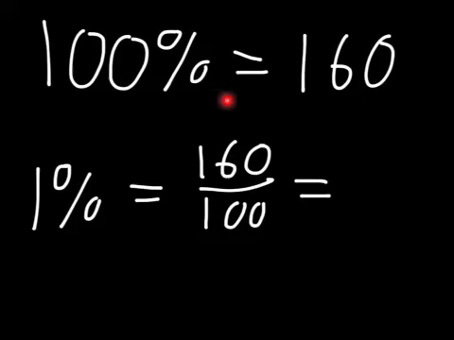So we know 100% is 160, so 1% is going to be 1/100th of that, or in other words, 160 divided by 100. And 160 divided by 100, when we're dividing by 100, that's the same as moving the decimal place over 2 times that direction. And so 160 divided by 100, 1% equals 1.6. 1% of 160 is 1.6.